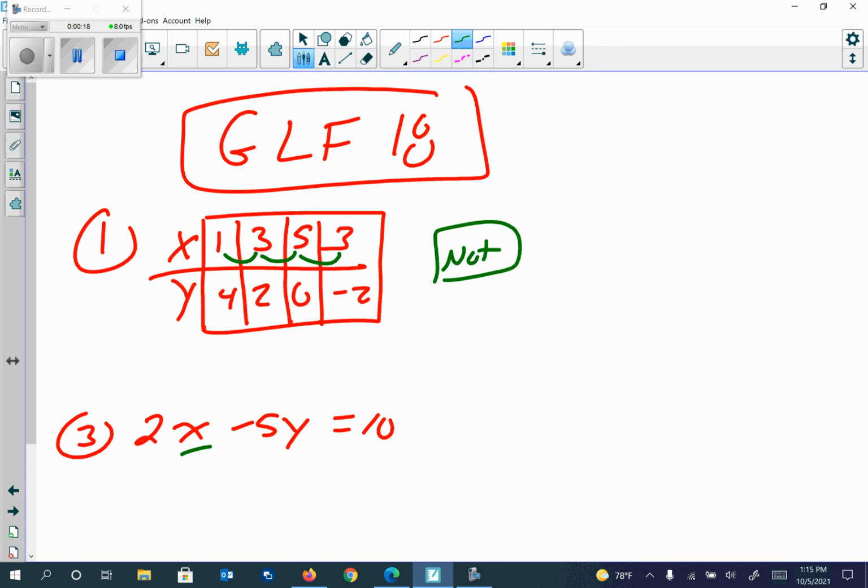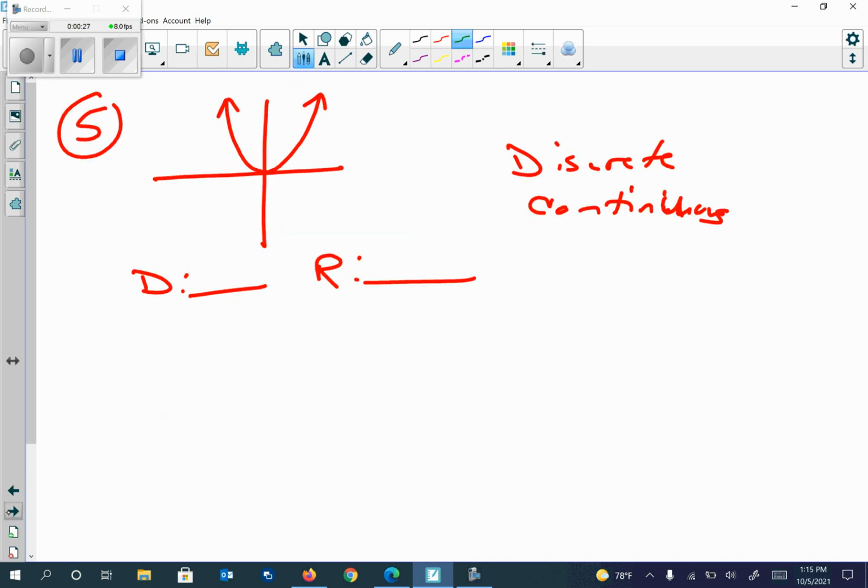This one, my x and y's are not being divided, don't have any square roots, anything like that. So I would say definitely yes. Actually, the cover method would work to graph that, so that's good to go.